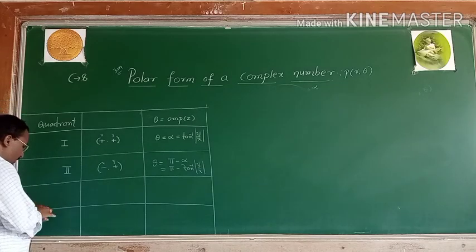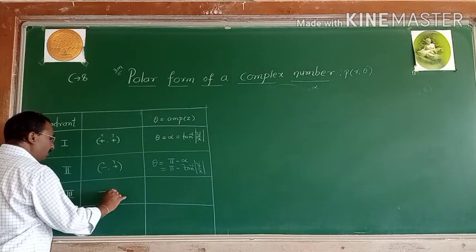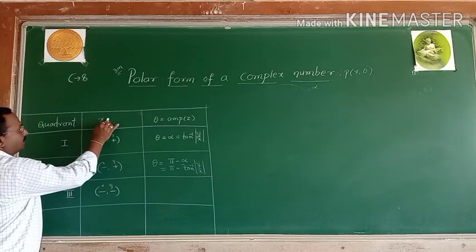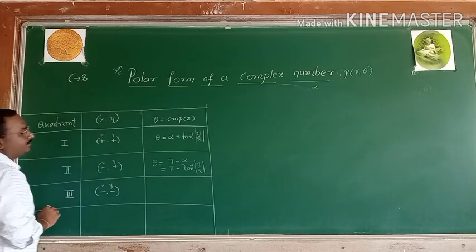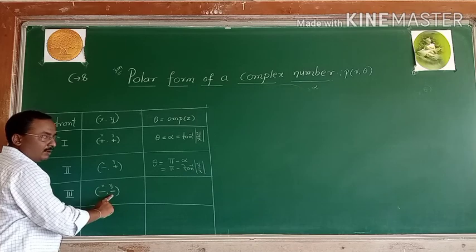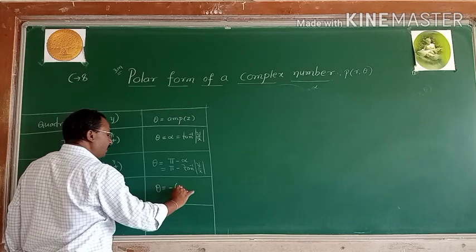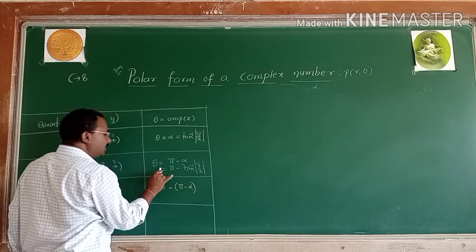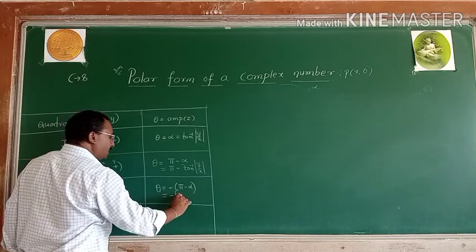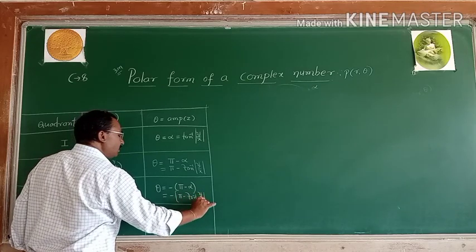Understood? Third quadrant: both are negative. In this xy coordinate system, x is positive, y is positive in the first; x is negative, y is positive in the second; x is negative, y is negative in the third. Theta is equal to minus of pi minus alpha. The third quadrant has the same opposite sign, written as minus, that is pi minus tan inverse of the modulus of y by x.